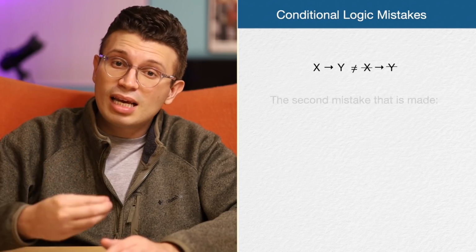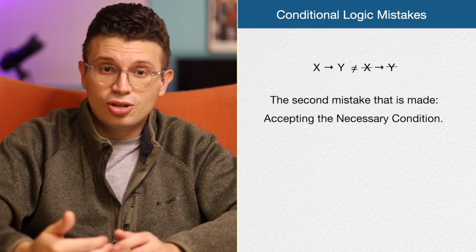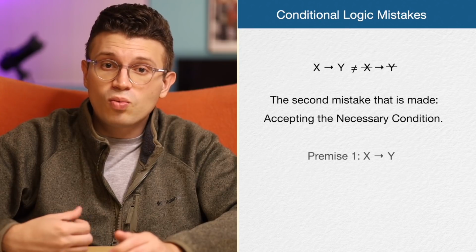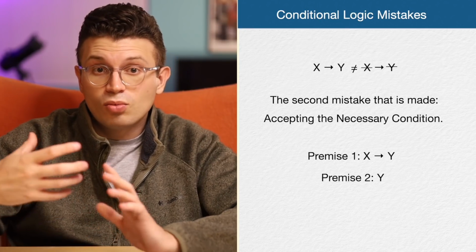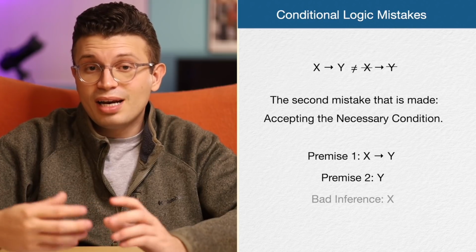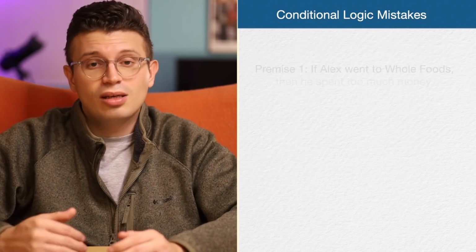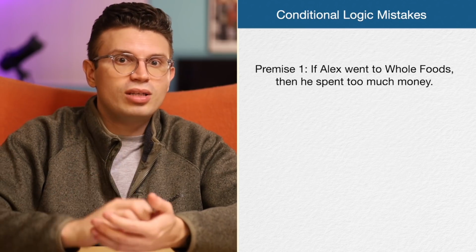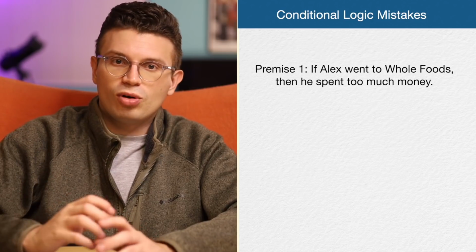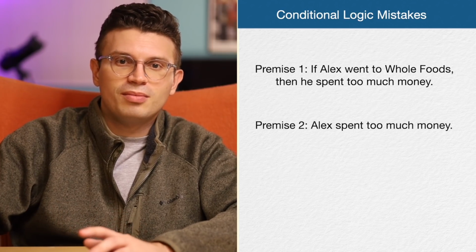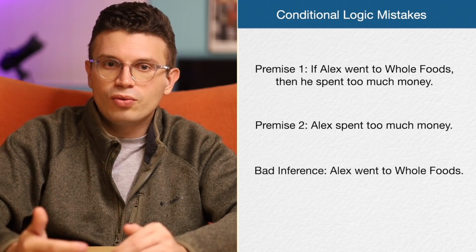Okay? The second mistake that is made is this, accepting the necessary condition. Okay, so premise 1 says if X then Y. Premise 2 says Y. We've got Y. What's a bad inference? X. Let's take a look at it in a sentence. Premise 1 says if Alex went to Whole Foods, then he spent too much money. Duh, right? It's the same as before. Premise 2 says Alex spent too much money. Bad inference, bad conclusion that we can't make. Alex went to Whole Foods.